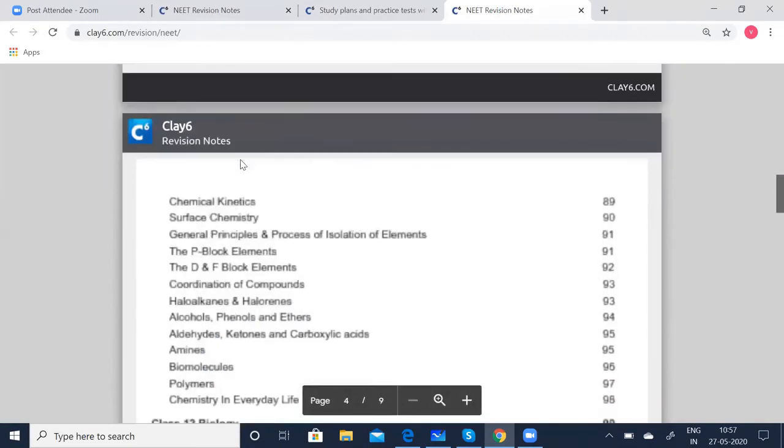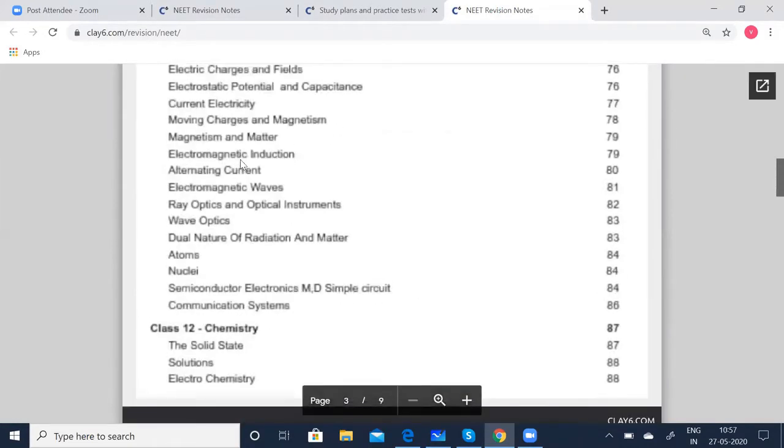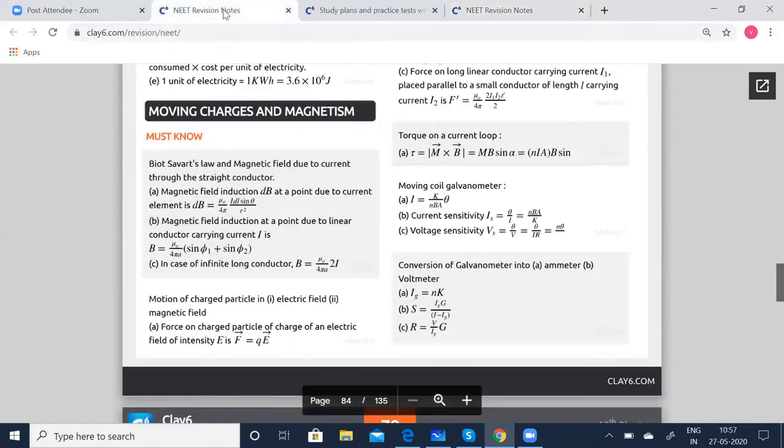It is now going to be pretty easy for you if you make sure of all the concepts which you have done in the revision notes and then take the tests. So quickly let us go through the important concepts related to moving charges and magnetism.